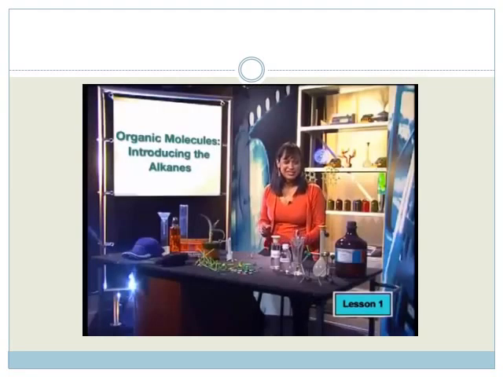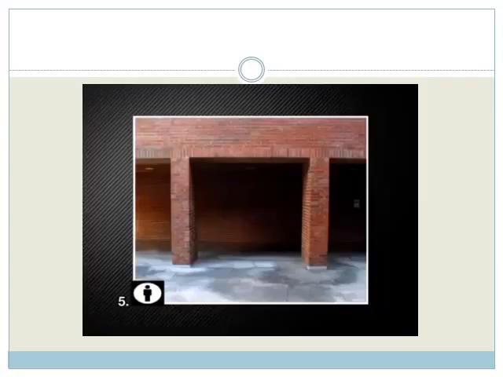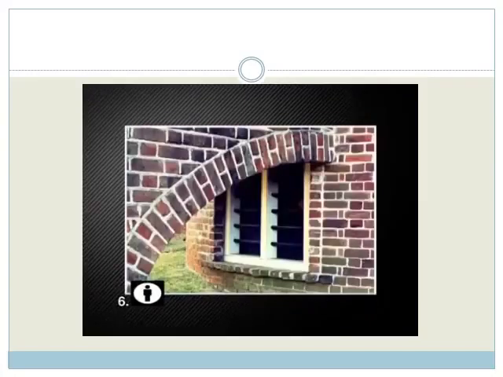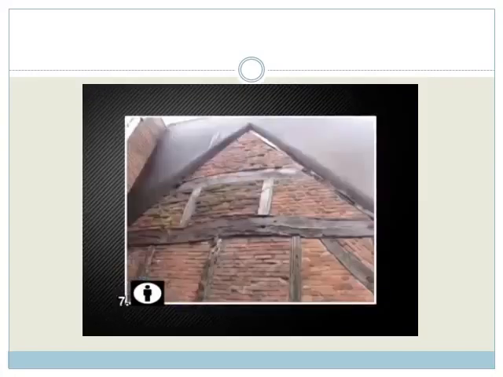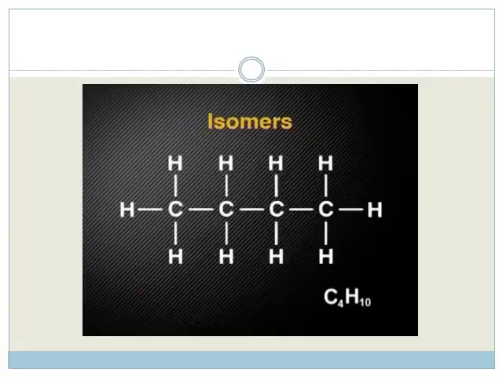This is very similar to building with bricks. Like carbon, the bricks and cement can be used in a different way to make different structures. A wall can be built in many different ways, using the same bricks and cement, by simply combining them in different shapes. In the same way, isomers are different compounds built from exactly the same atoms.